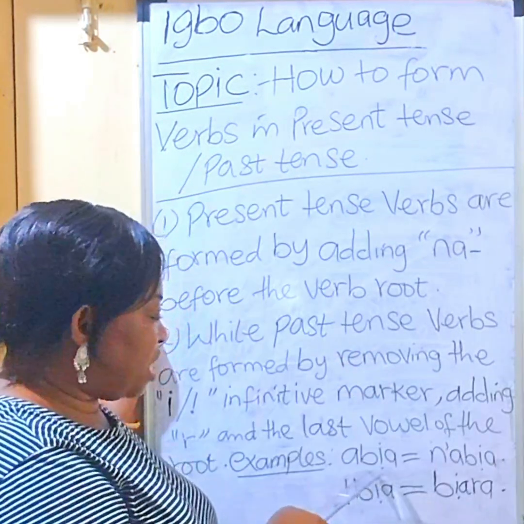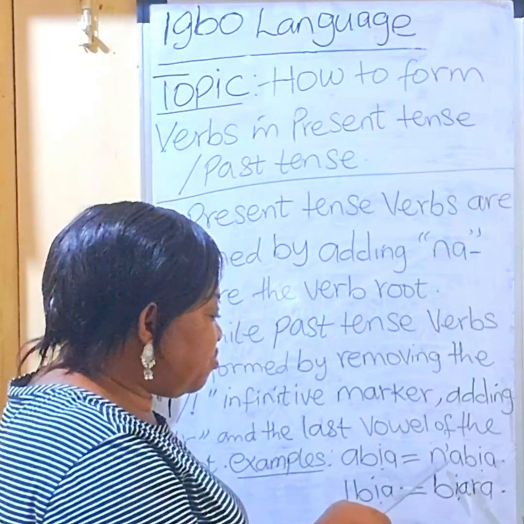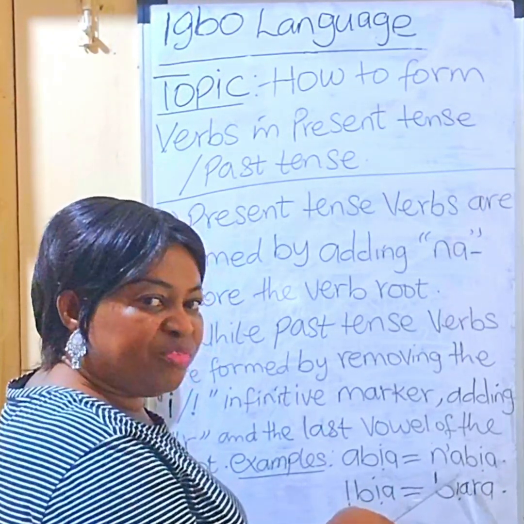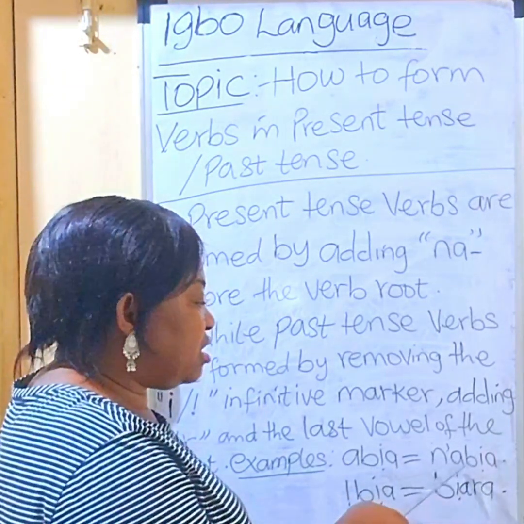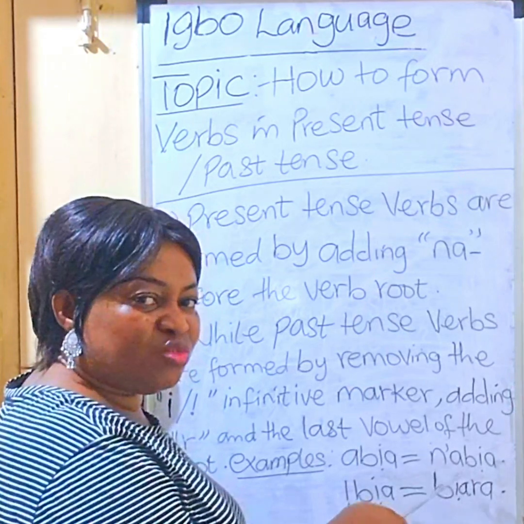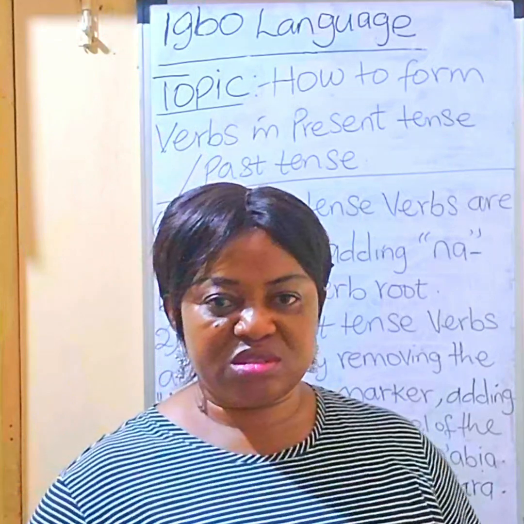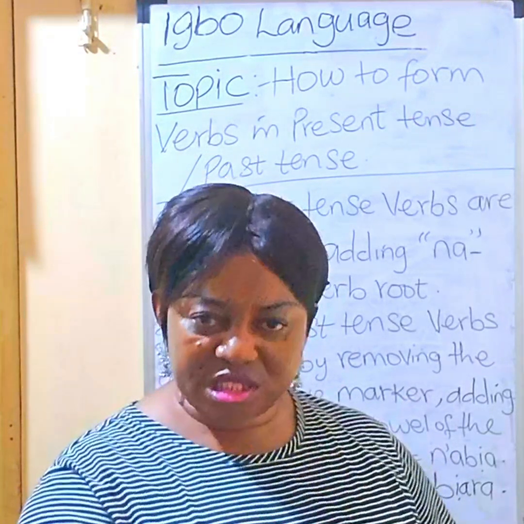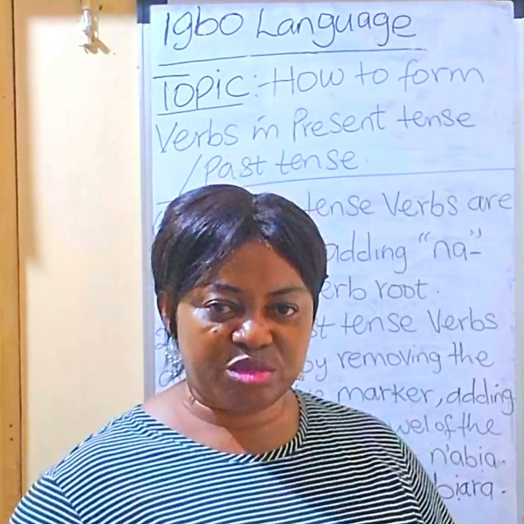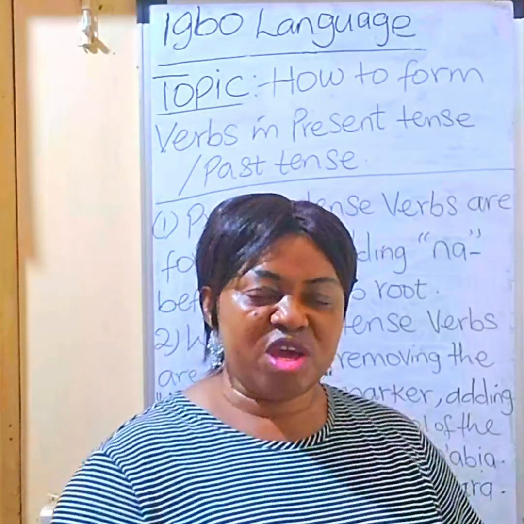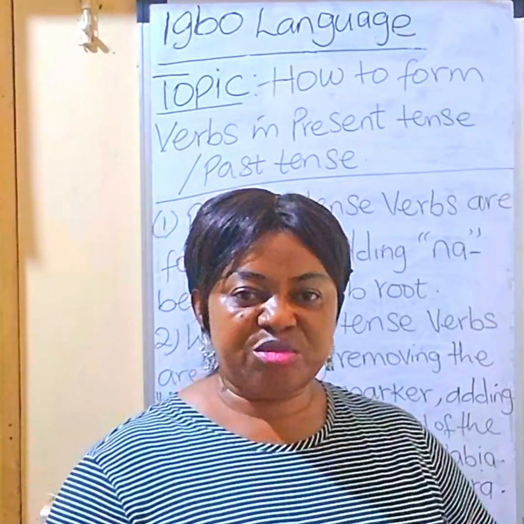This is our verb root, abia. If you want to make a verb in present tense, then you have to put na before the verb root. That is what we are saying. You add na before the verb root to make it to be in present tense. Ọna abia. He or she is coming. When you see the person is coming. Ọna abia. She is coming or he is coming. Na abia. So when you add na before any verb root, it shows a verb in present tense.